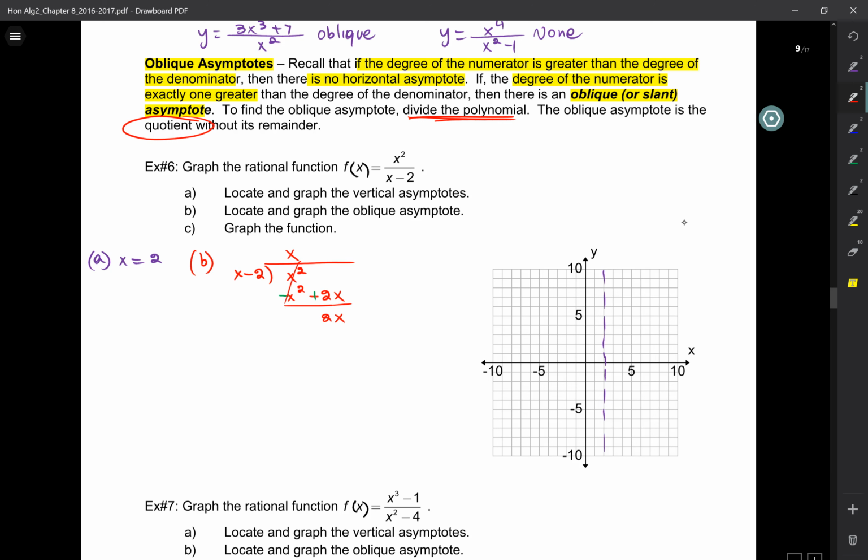Can I go one more time? I sure can. 2x over x is 2. I multiply. And you thought you were done with long division. Change the sign and add. That goes away. I have 4 left. Am I done? I'm done. Yes. As soon as the degree here is less than the degree there, you know you're done, because x can't go into this. Now, the oblique asymptote is the quotient without the remainder. So this is the oblique asymptote.